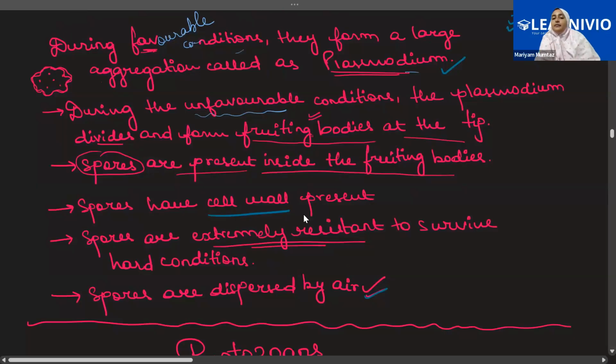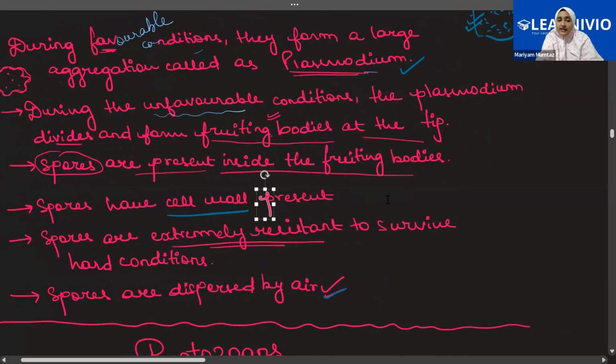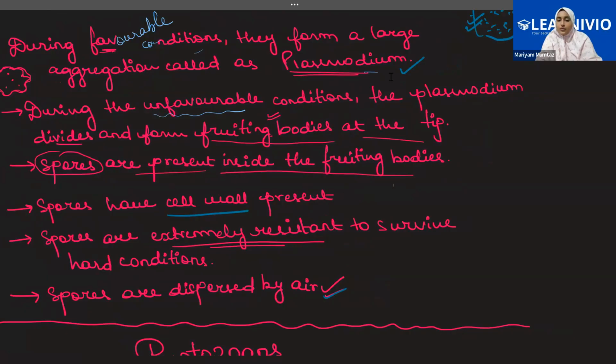Now, during unfavorable conditions, the plasmodium divides and forms fruiting bodies, and from the fruiting bodies, the spores develop. Okay, and the spores are formed.